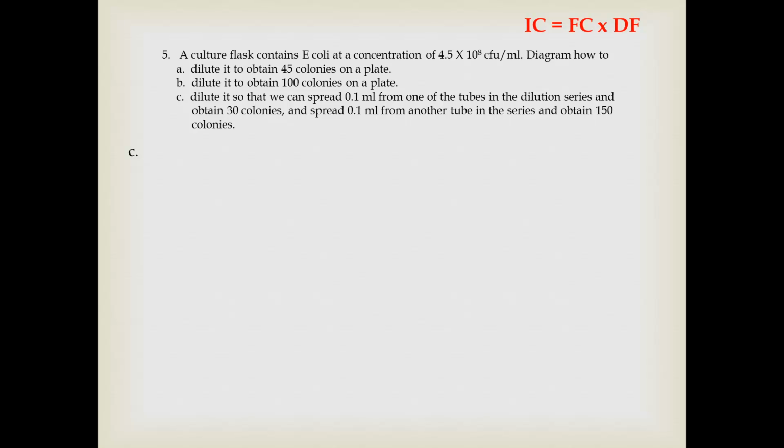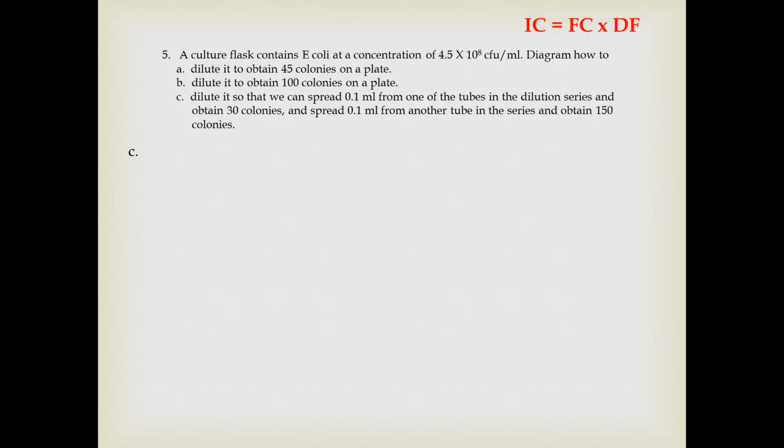Again, the best way to solve these problems is to start with IC equals FC times DF. Now this is a problem that looks very tricky and certainly has upset many students over the years, but really it's not nearly as bad as it looks.